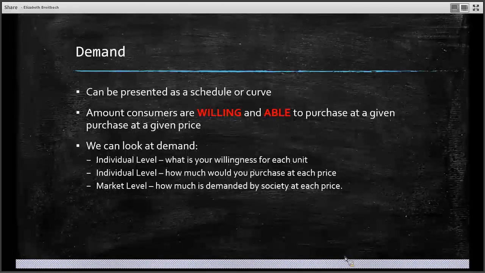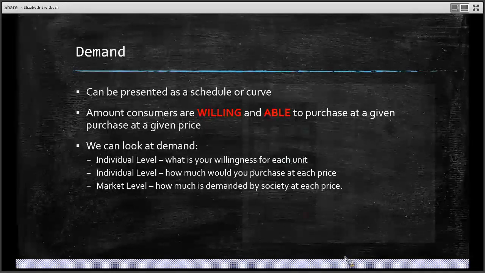We could also think about demand at the market level. So how much coffee is demanded by society at a price of $5? And so we're going to look at each of these individually and bring them together so we really understand what is demand and what does that mean for our demand curve.